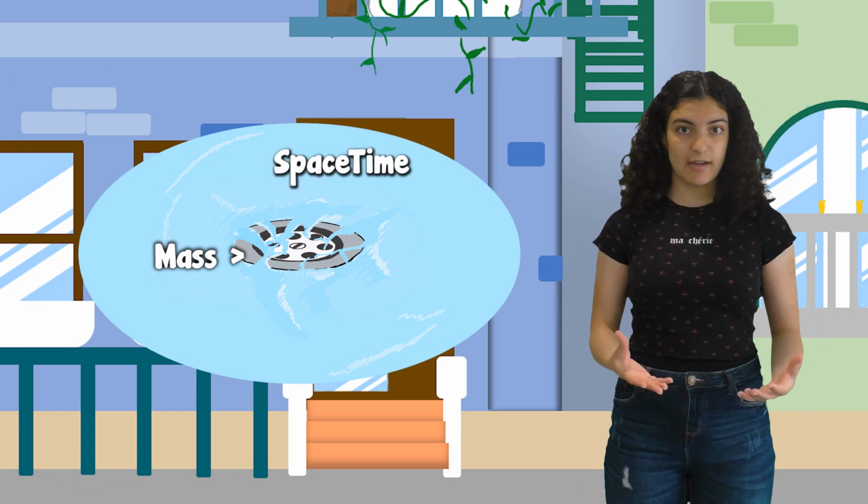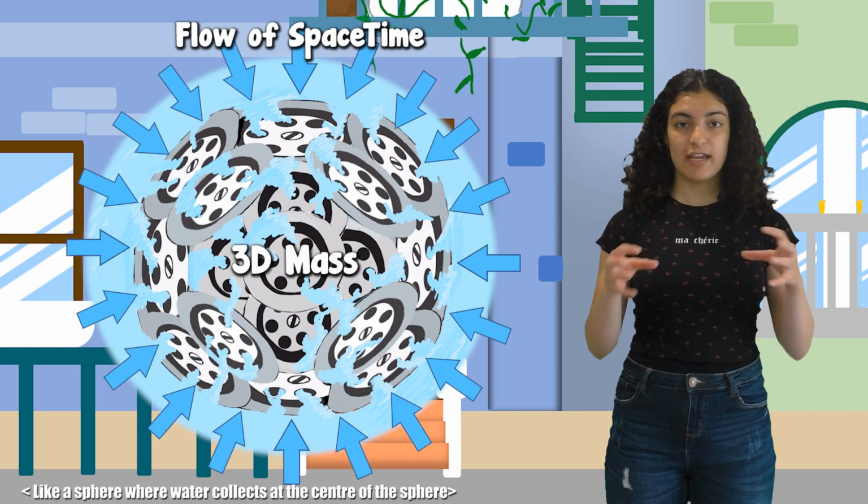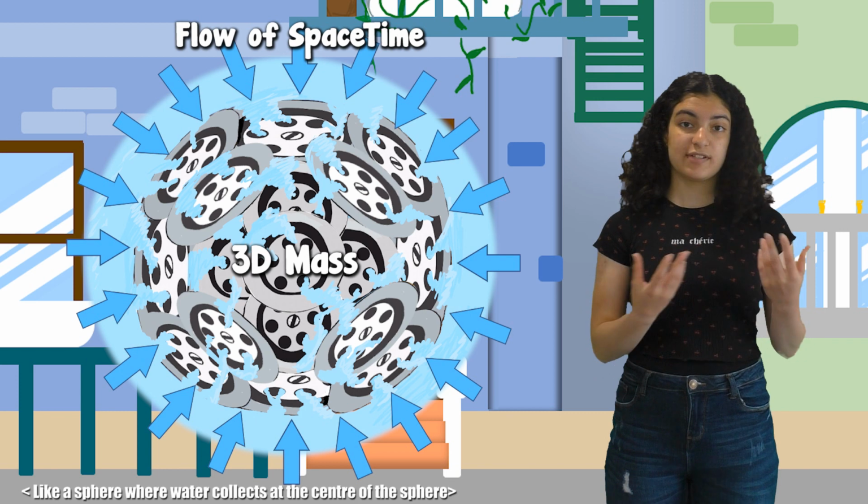We can imagine this in another way. The mass being a drain in the water body of space-time. Now, this is how a 3-dimensional drain would look like. An extra dimension would mean that the issue of water collection at the center sorts itself out.